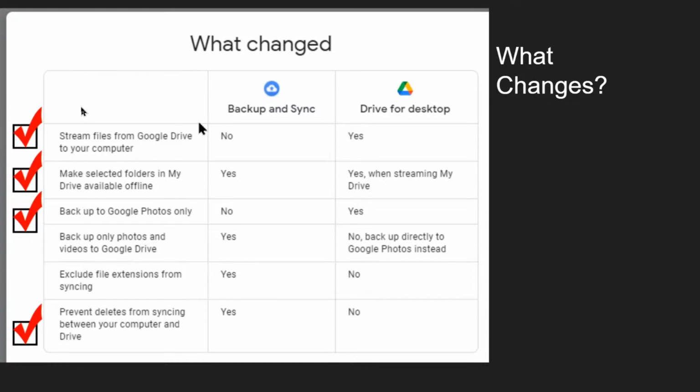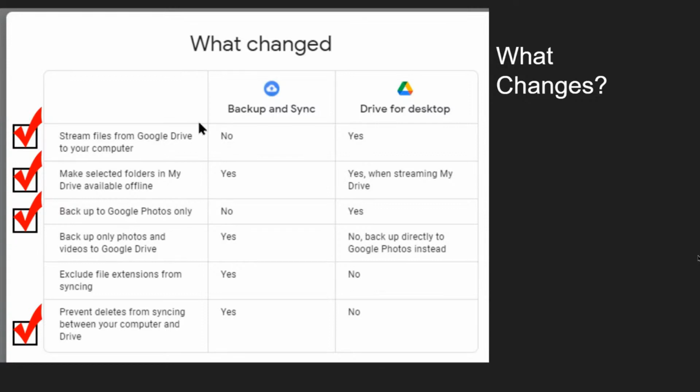Streaming files from Google Drive to the computer. Backup and Sync did not do that. If you asked for Google Drive files to be on your computer, they were copied full size. On Drive, you can choose this streaming, which means they don't take up any space on your drive, but you do see the names of all the files and folders. Secondly, make selected folders on My Drive available offline. Well, that happened automatically with Backup and Sync because you got the whole files. In Drive for desktop, you would have to go into each folder and specify to keep them available offline.